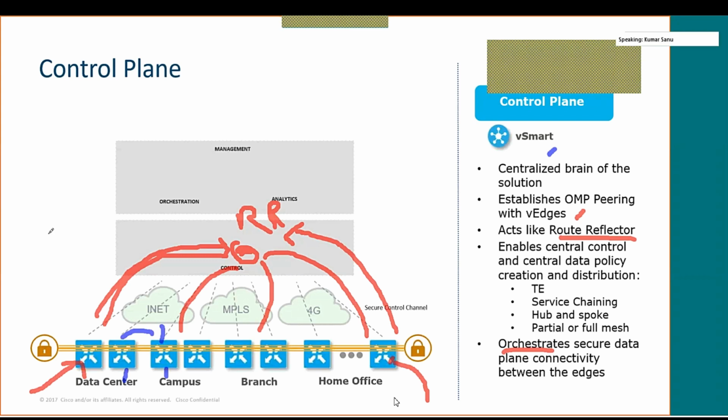Parth, one question. In any bad scenario, if two branches advertise the same route, what will vSmart do in that case?